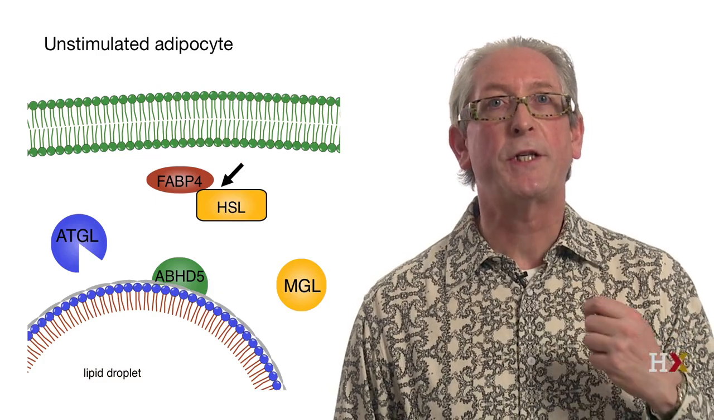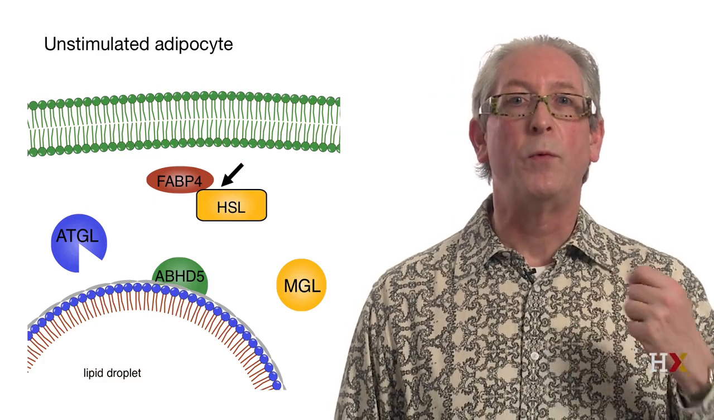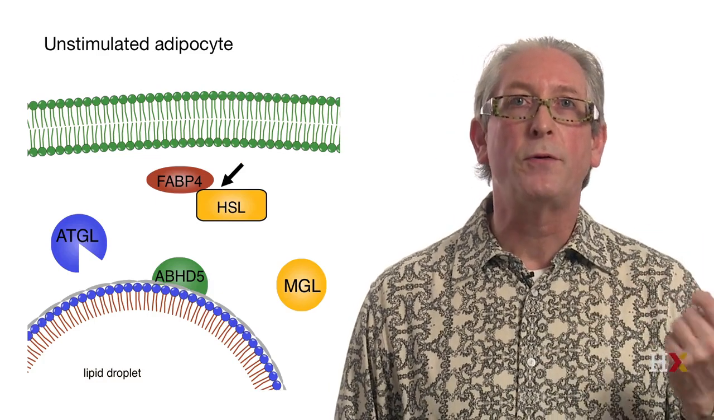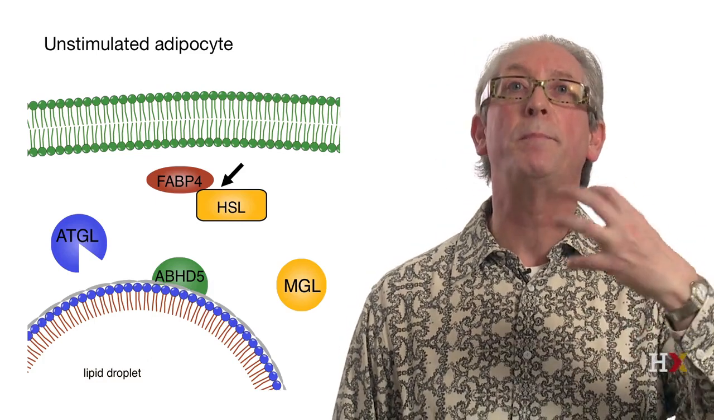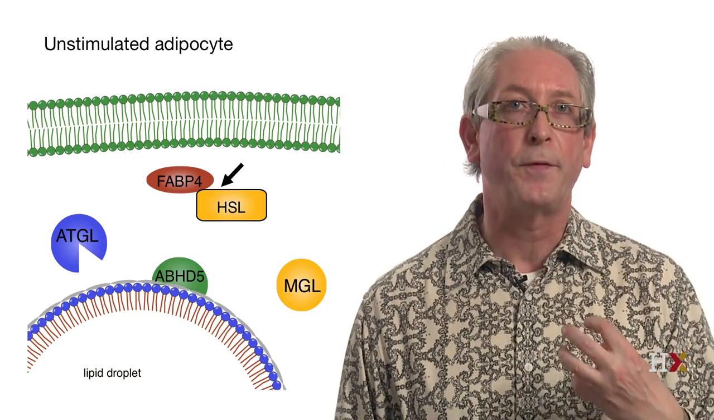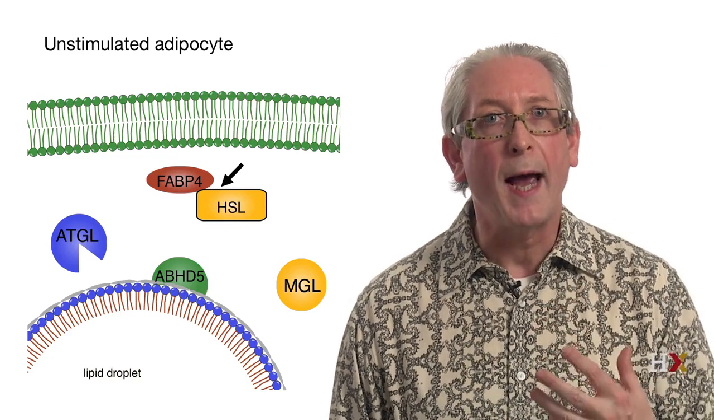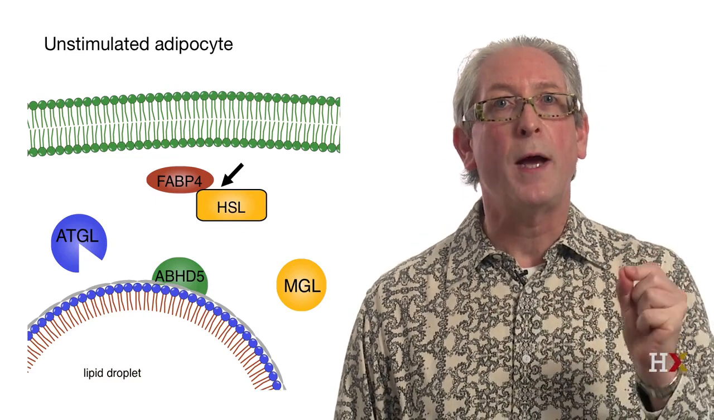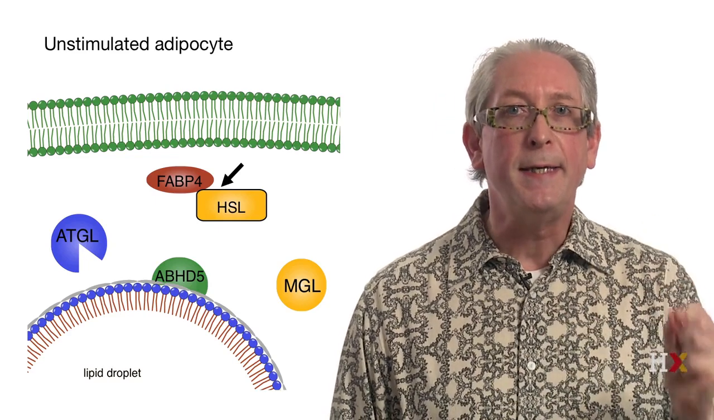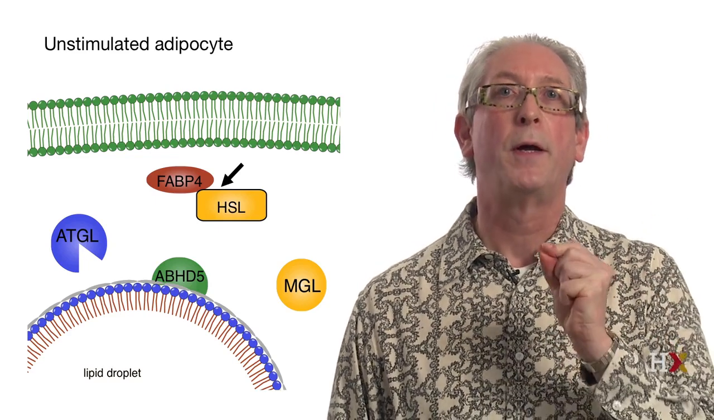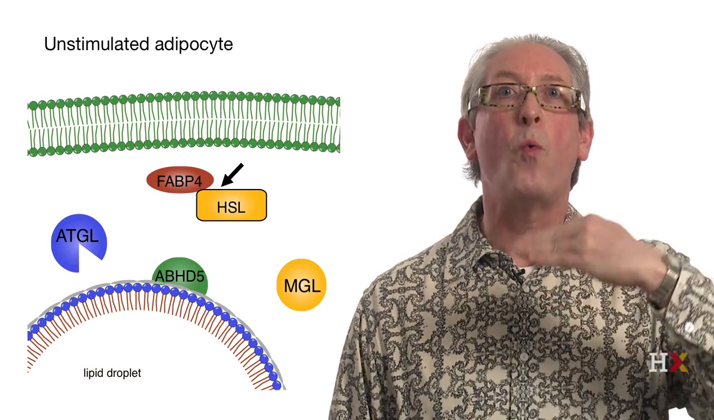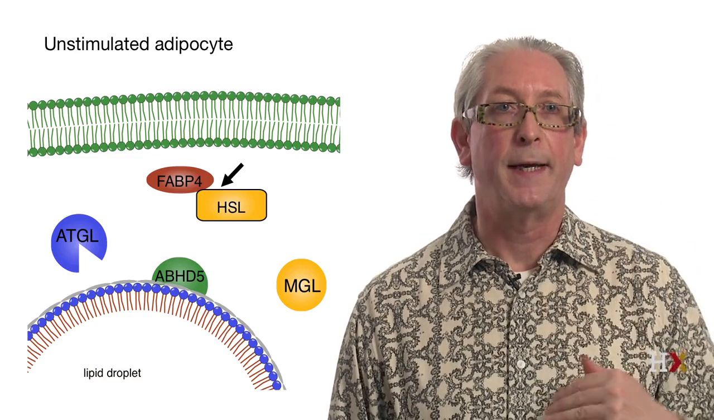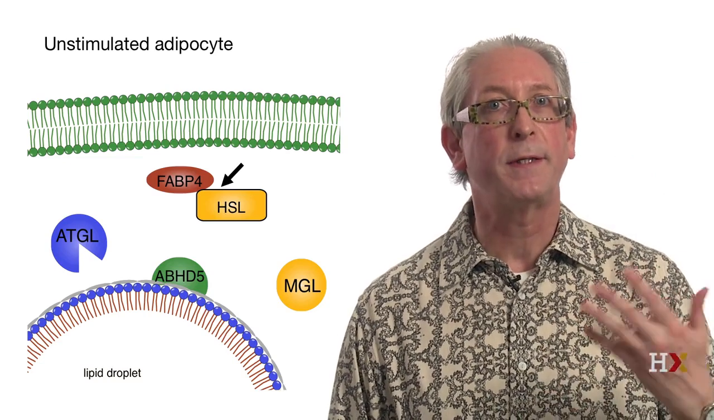Similarly, HSL, which is bound to FABP4, another protein, is free in the cytoplasm and cannot be recruited at the surface of the lipid droplet. So what you have are two enzymes that are needed for the first two steps of lipolysis that are sequestered away from their substrate. And as a consequence, lipolysis cannot occur.